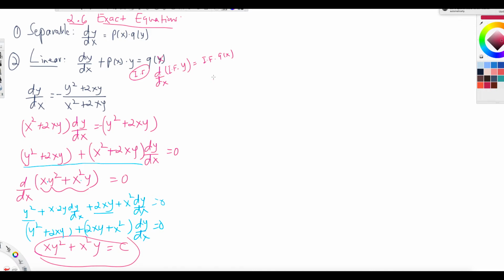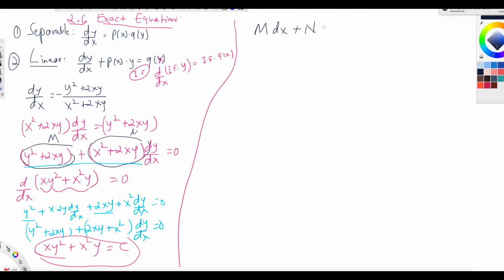Okay, so let us talk about that. Let us suppose that this is M, and this is N. In the differential form, you can write this as M times dx plus N times dy equals 0. So it is dy over dx, and I wrote dx with this and dy with that. So what is M here? M is y squared plus 2xy, and N is x squared plus 2xy.